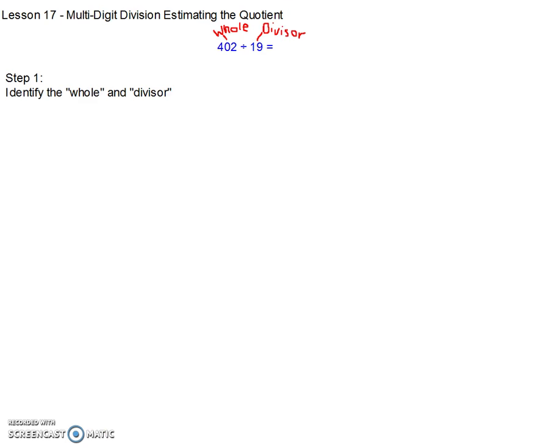Step one we've already done, which is identify the whole and the divisor, and this is going to help us when we move into estimating our dividend and divisor, or whole and divisor. Step two is we want to start with rounding the divisor first, and you want to round to the largest place value, and here it is tens. So I'm going to round 19 up to 20 because it is closer to 20. And I'm going to leave my whole number blank for right now.